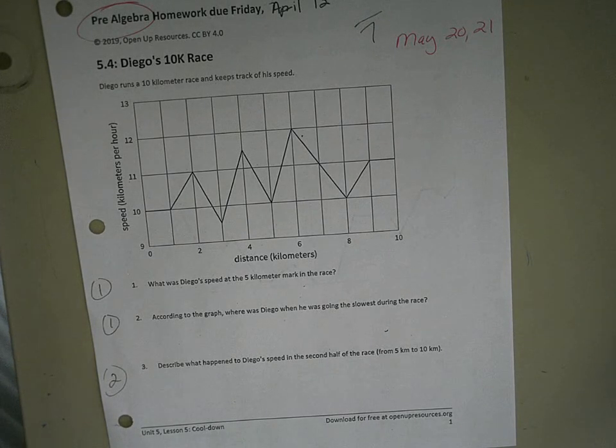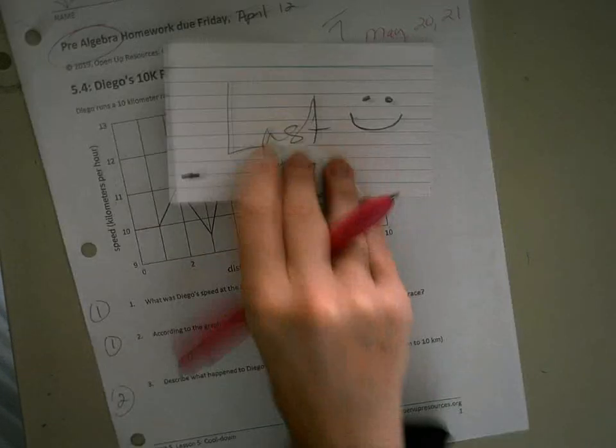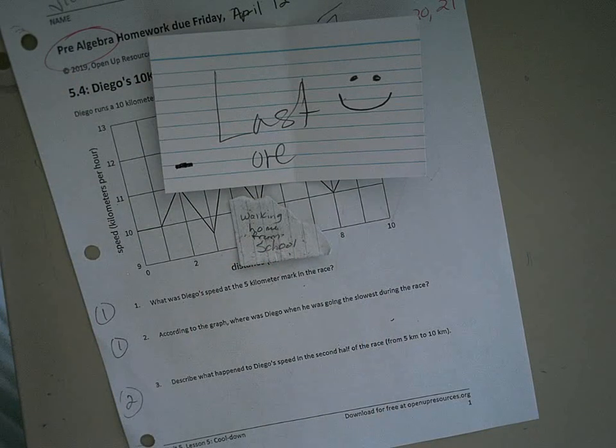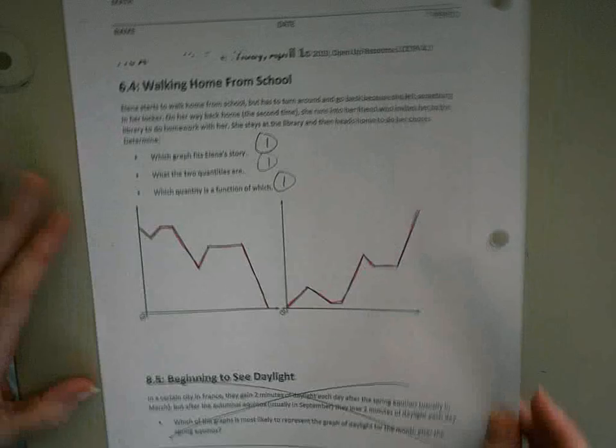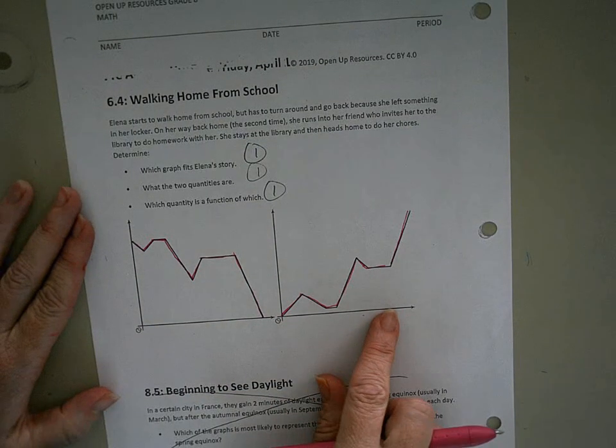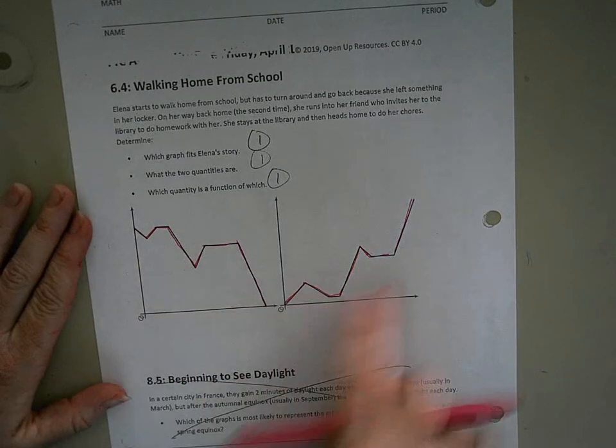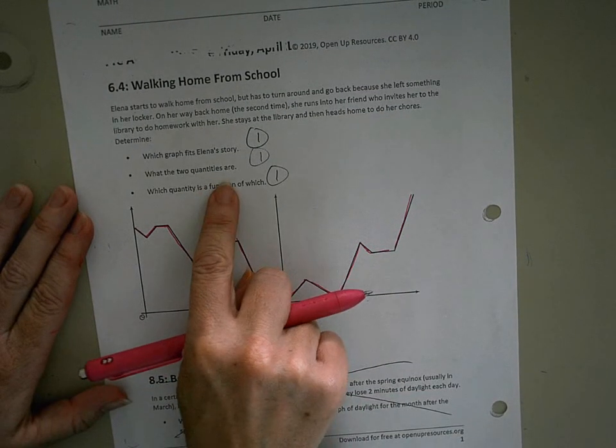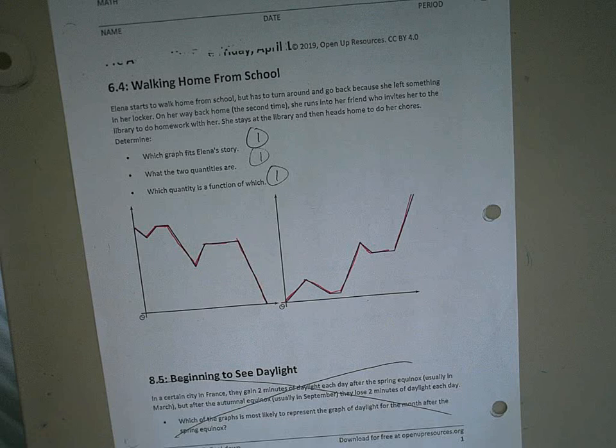I did go to our shoebox. We had 2 suggestions, and they were for the same problem. So that's always nice. Last one, walking home from school. I have 2 different graphs here, and I have to decide which one fits the situation, and then what are my quantities, and then what is a function of what.